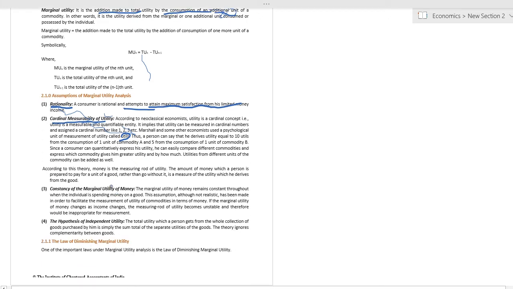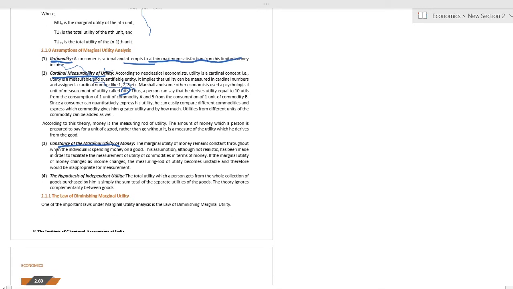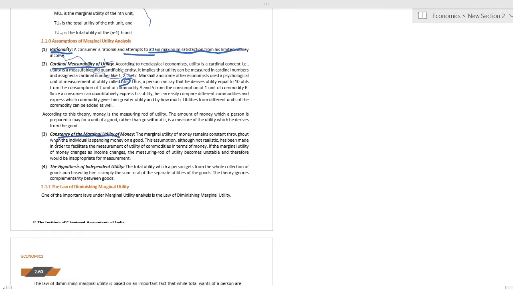And next, constancy of the marginal utility of money. Here the money has a constant marginal utility. This is the assumption of this theory. As and when you spend money, you get the same satisfaction from each rupee you have spent. And also the hypothesis of independent utility says that the total utility which a person gets from the whole collection of the goods purchased by him is simply the sum total of the separate utilities of the goods. So total utility is nothing but the sum of all marginal utilities.